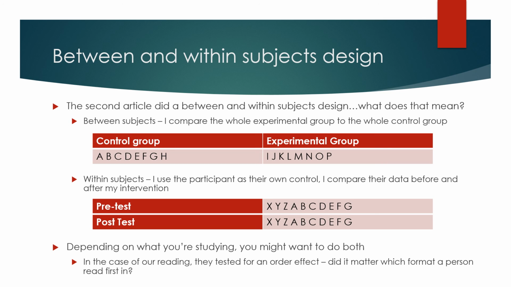And in the case of our reading, they were doing another thing that we're going to talk about in a second, which was testing for an order effect. So did it matter which format a person read first? Was it an impact of reading it digitally first or reading it on paper first? Did that make a difference in what the student's performance was?